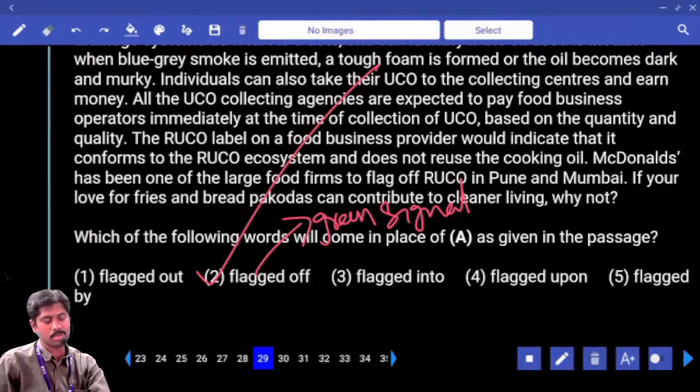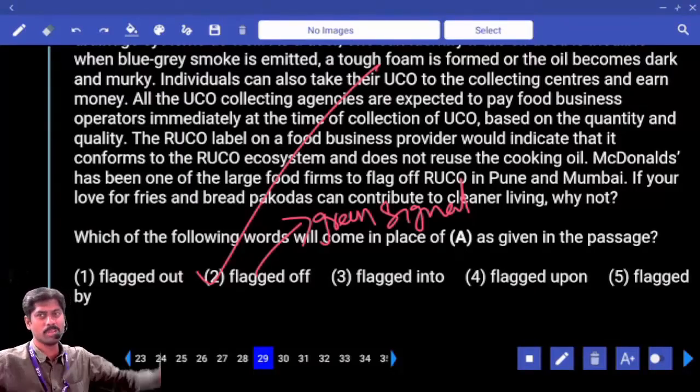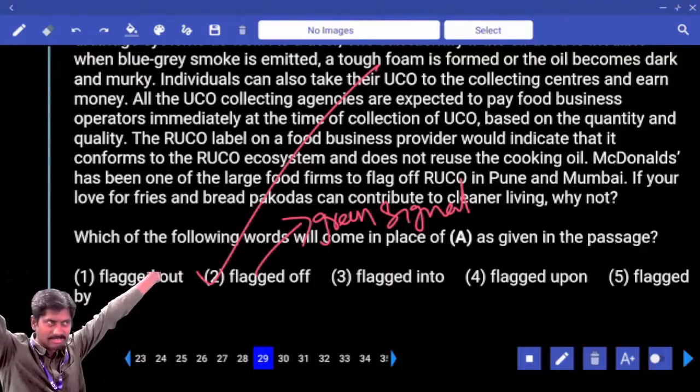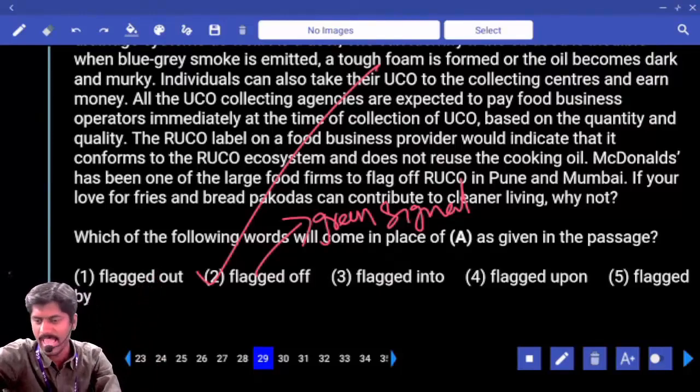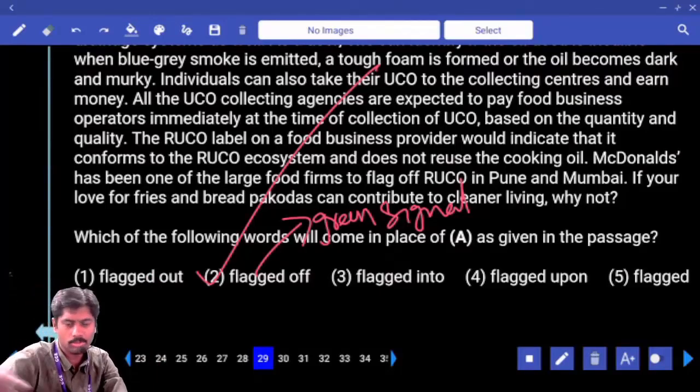Flag out is nothing but showing the flag, displaying the flag. When India wins, on the roads people display flag. That is flag out. Flag into, wrong, there is no flag into. Flag upon, nope. Flag by, no.